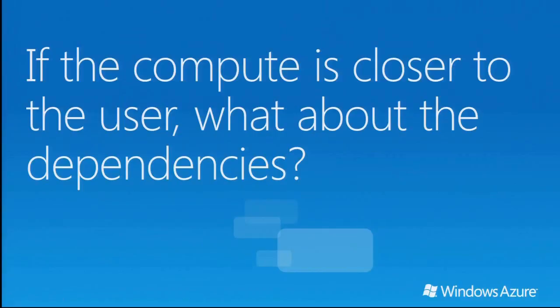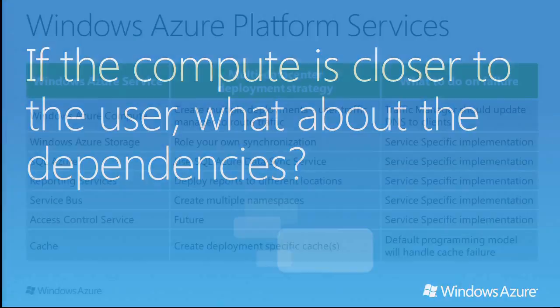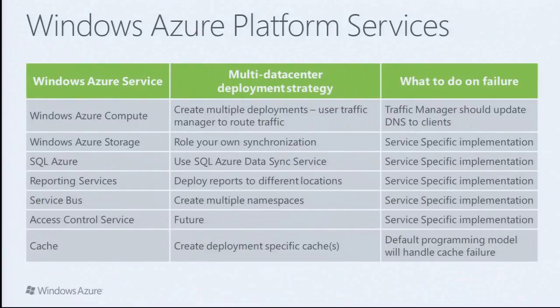So that's one part of the puzzle using Traffic Manager. But if we've put the compute next to the user by deploying to multiple data centers, then what about those other dependencies? What about storage? What about Service Bus, ACS, and all those kinds of things? So, our strategy here is to really think through all of these services and what's the best way to provide a DR scenario for this.